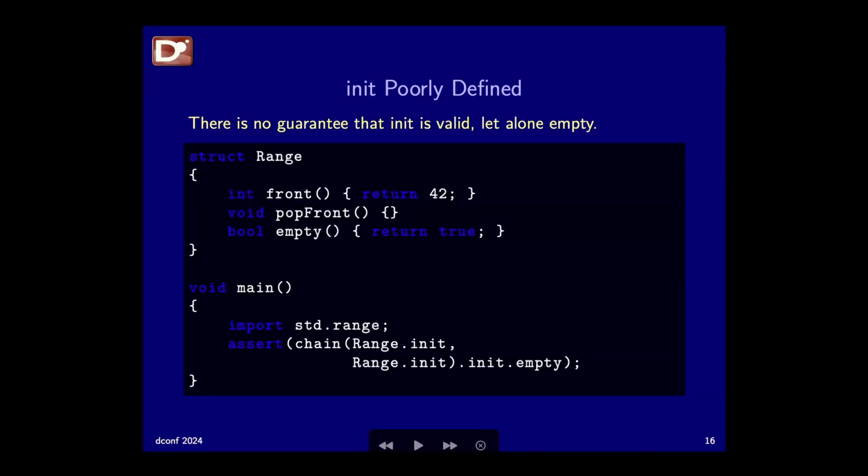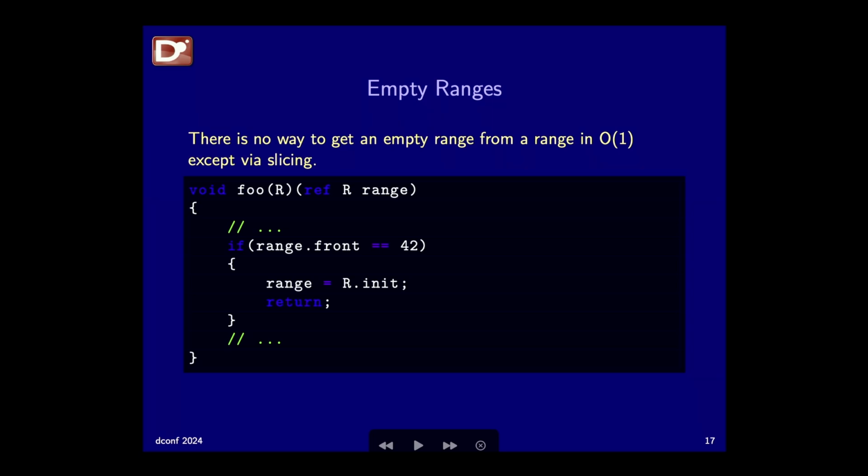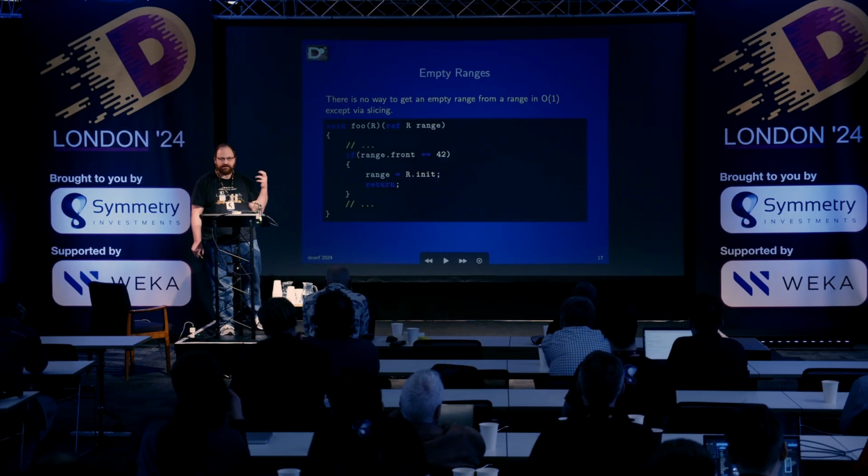The current range API just makes no guarantees about the state of init and cannot do so because of such extreme differences in the types that ranges can be. But another thing that pops up occasionally is that, in the general case, there's no way to get an empty range of the same type from a range without popping all the elements off, which is now O(1). If it's sliceable, then you can slice it with 0..0 and you get the same type.